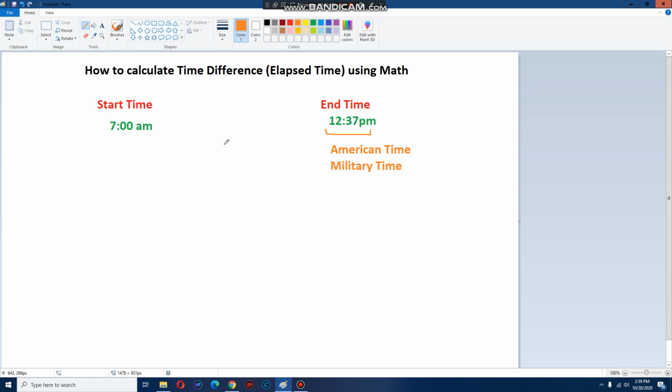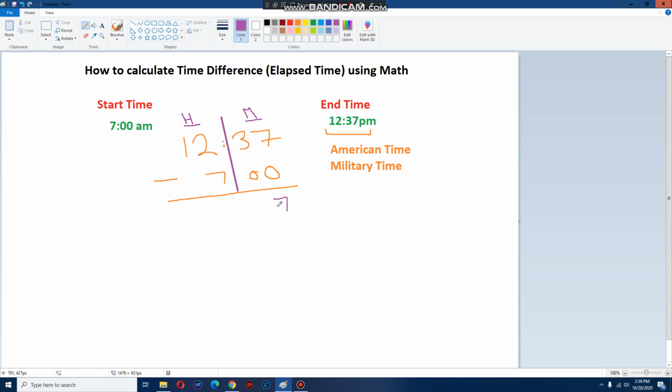Let's write that down. 12:37 p.m., and we're going to subtract it by 7. Again, time difference means subtract. I'm going to separate the two with a little cut line. This side is H for hours, and this side is M for minutes. And now we just do straightforward calculation.